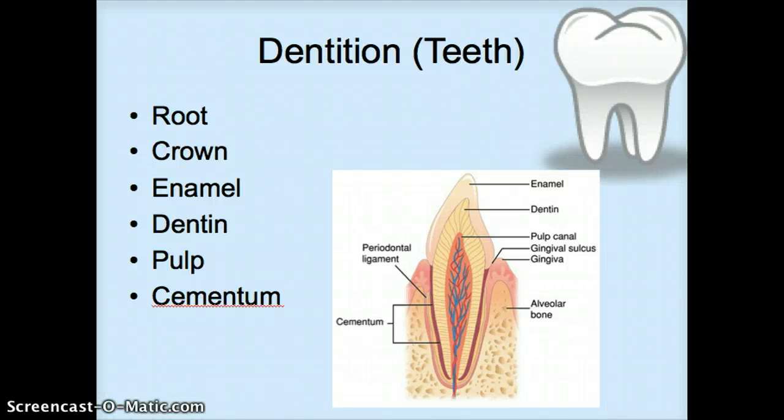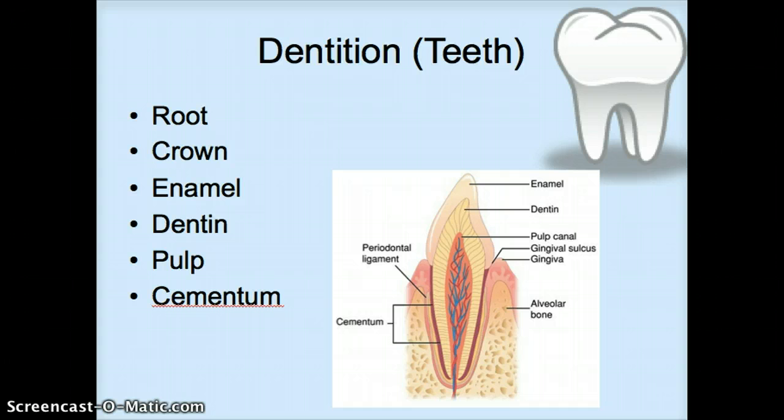Let's continue in our talk of the structures of articulation. We're now going to talk about dentition. So we're going to talk about our teeth. Our teeth play a vital part of the speech and mastication mechanism. Mastication means to chew. Our teeth are located within the alveoli of the maxillae and the mandible.